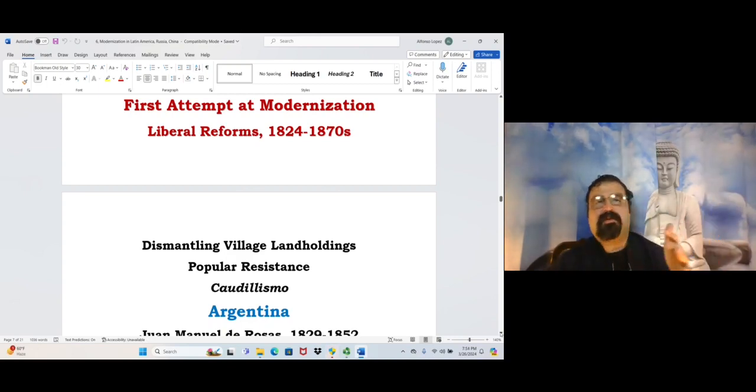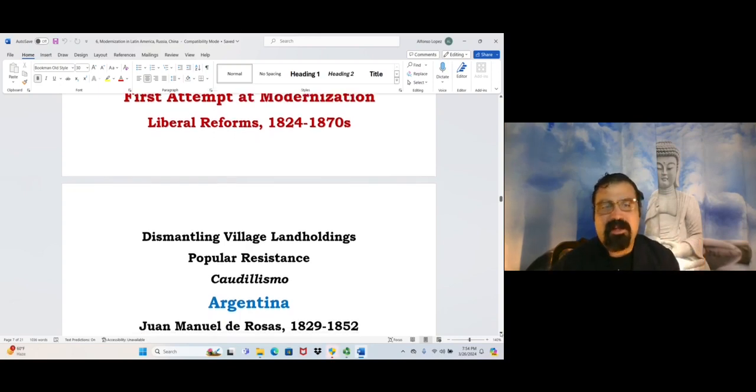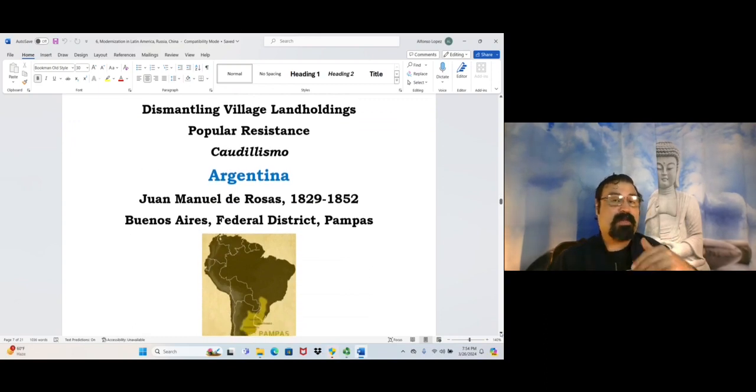Despite that instability, however, the liberals are able to some degree to push certain reforms during this time. So from 1824 to the 1870s, what we see is the first attempt by the liberals to start moving Latin America towards modernity. Again, that push was an uphill battle, so to speak, because of the infighting that I just explained. However, when the liberals were in office, anywhere in Latin America, the first order of business was to start really privatizing the village land holdings.